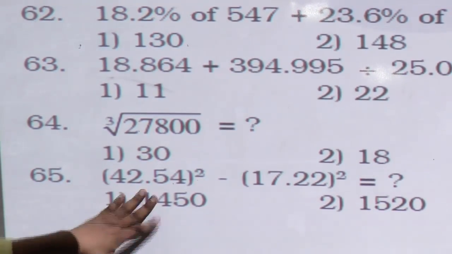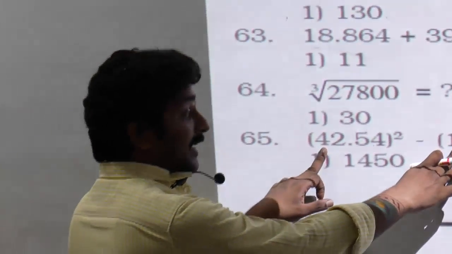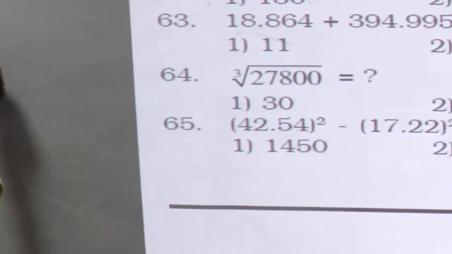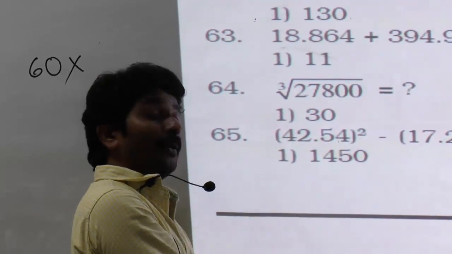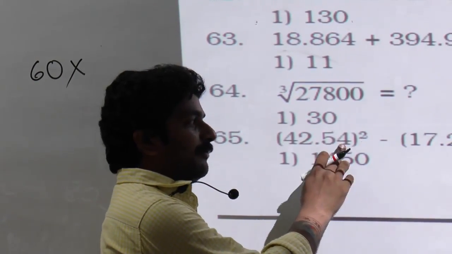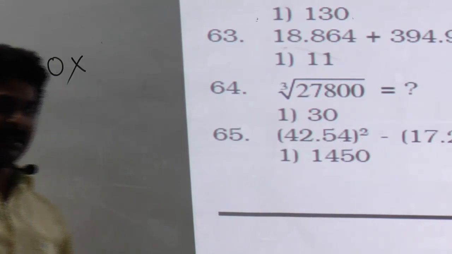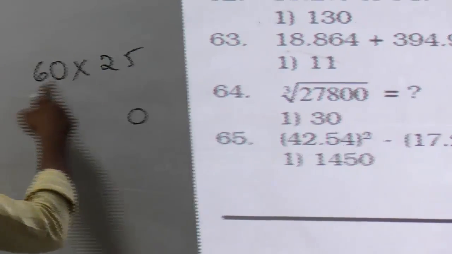Next, a square minus b square, a plus b into a minus b. 42 plus 17, 59.76, 59 point something. It is 60 into a minus b. 42 minus 17. 25.54 minus 0.22, that will be 0.23. Let's write it as 25. You have 0. 6 25s.